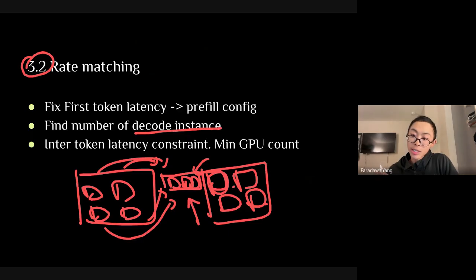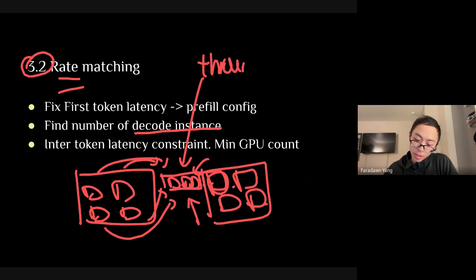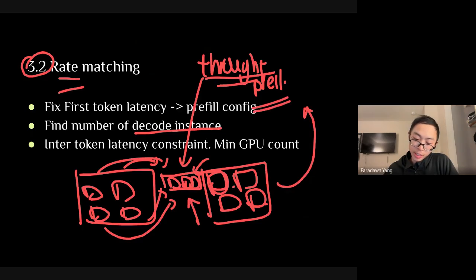And what is the metric we need to measure? It's called rate matching. So it's the throughput of prefill. We want the number of GPUs of decode to match the prefill's generation speed.